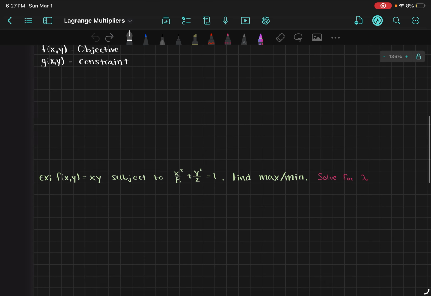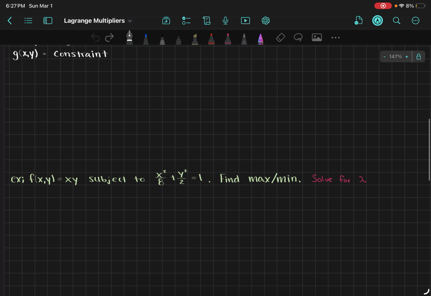So let's go ahead and dive into an example. The best way to learn these is to do examples. We're thinking we're going to do two today. This one should be pretty simple. Let's go ahead and get started.